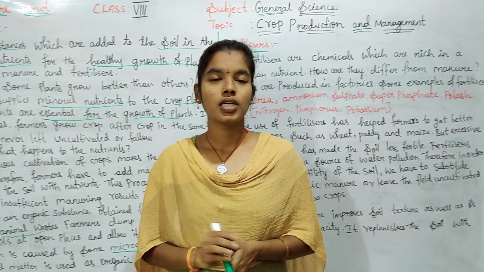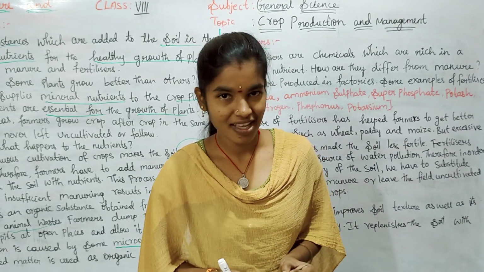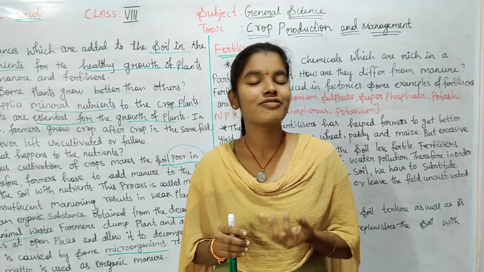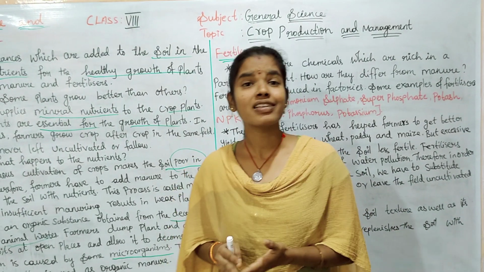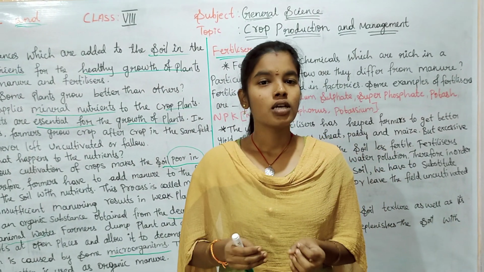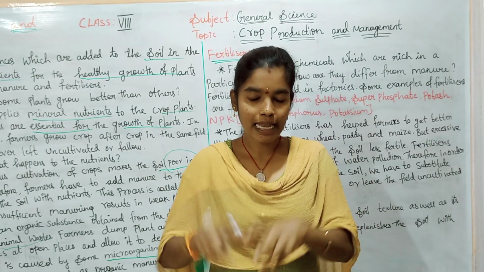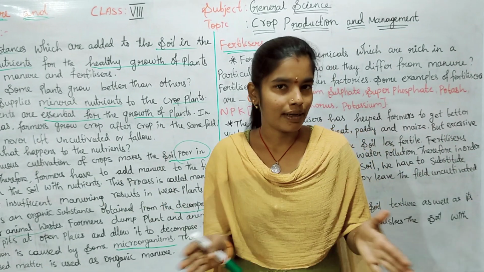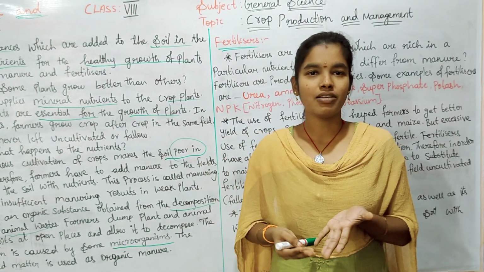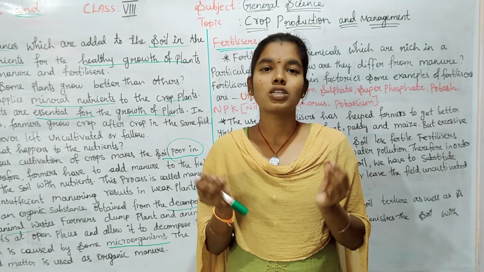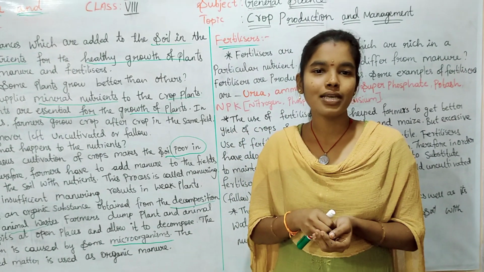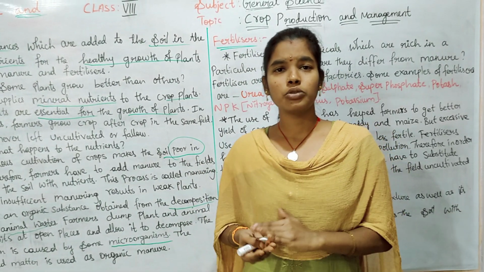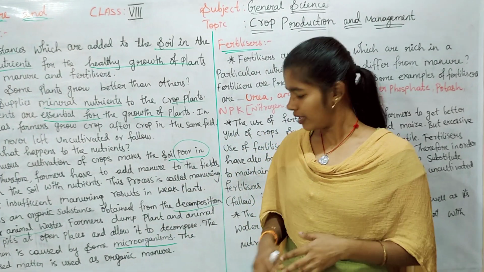So manure is an organic substance. Farmers obtain manure by decomposition of plant and animal waste. Next, how do they prepare this manure? Farmers dump the animal and plant waste in small pits and leave them in an open area. The decomposition takes place, caused by some microorganisms. After decomposition, they use it as organic manure.